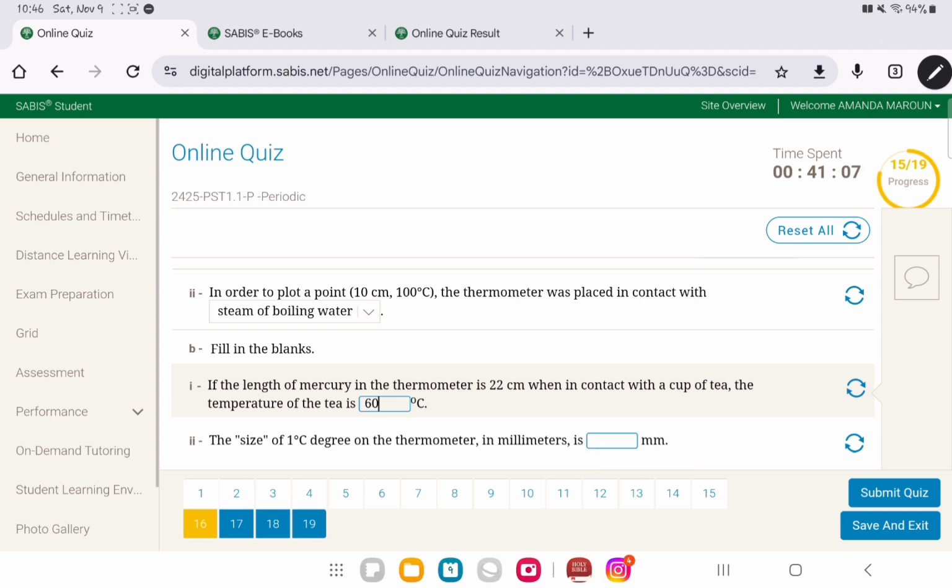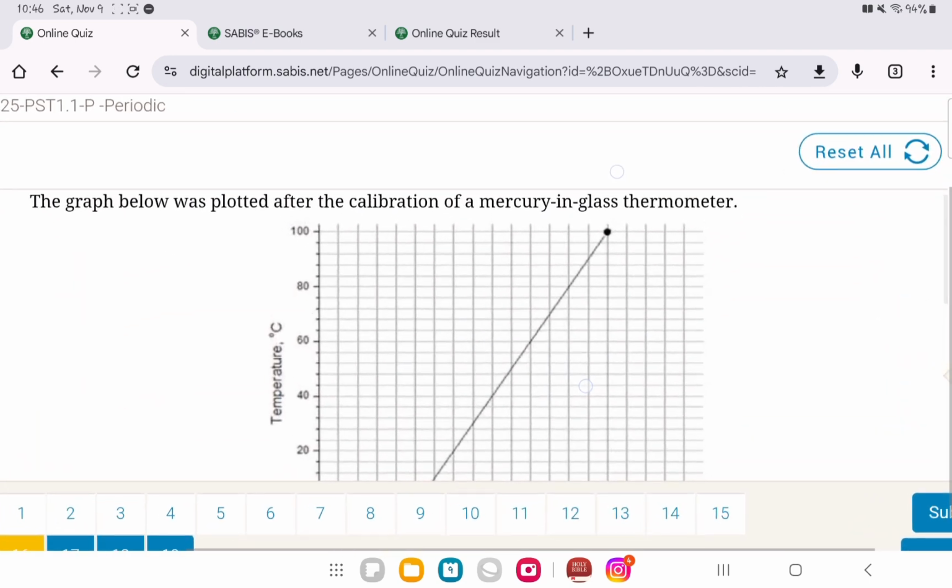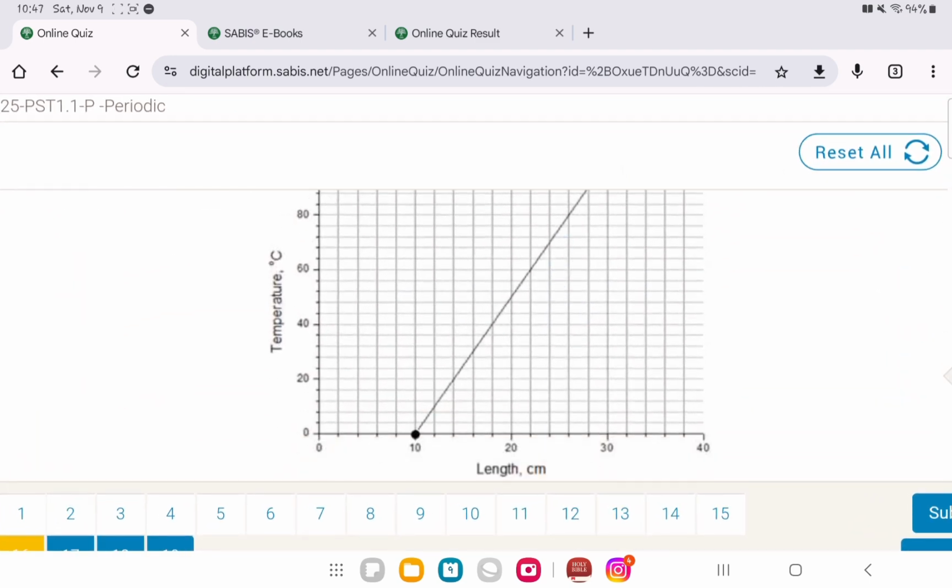Now the size of 1 degree Celsius on the thermometer in millimeters. This is a very nice question. It requires some math. So first we're going to find the slope. To find the slope, you're going to take any 2 points, for example, this one and this one.